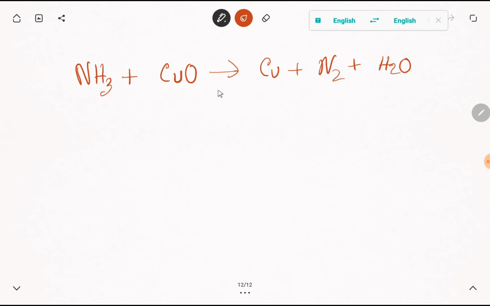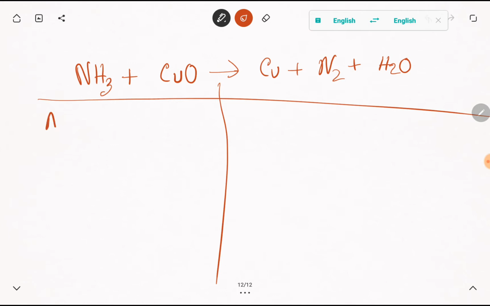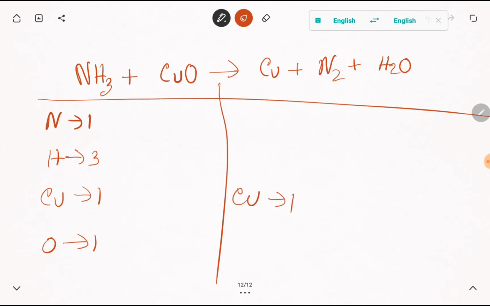Now we are going to balance this reaction. On the left hand side we have nitrogen, that is 1, then we have hydrogen, that is 3, then we have copper, that is 1, then we have oxygen, that is also 1. On the right hand side we have copper, that is 1, then we have nitrogen, that is 2, then we have hydrogen, that is 2, then we have oxygen, that is 1. So to balance this reaction, we have to balance the number of nitrogen, hydrogen, copper and oxygen on both sides.